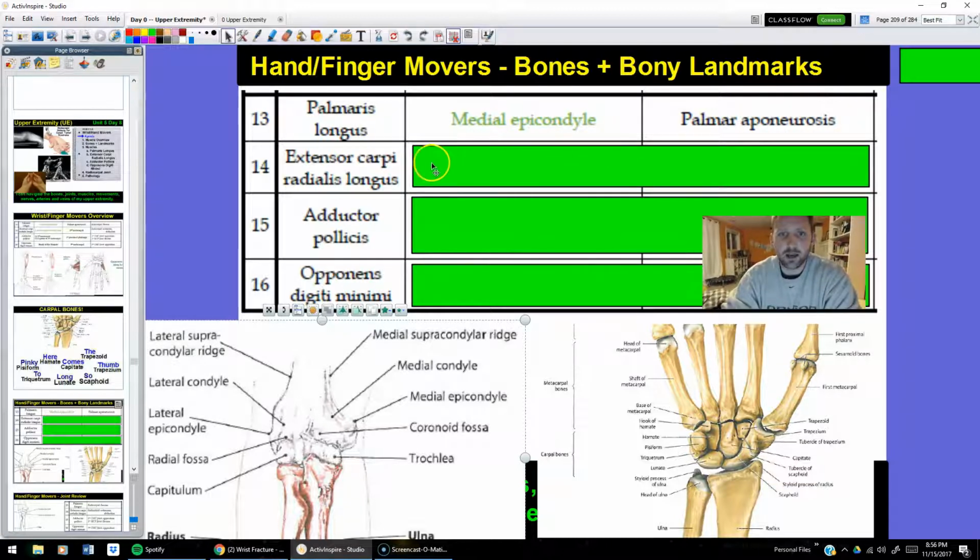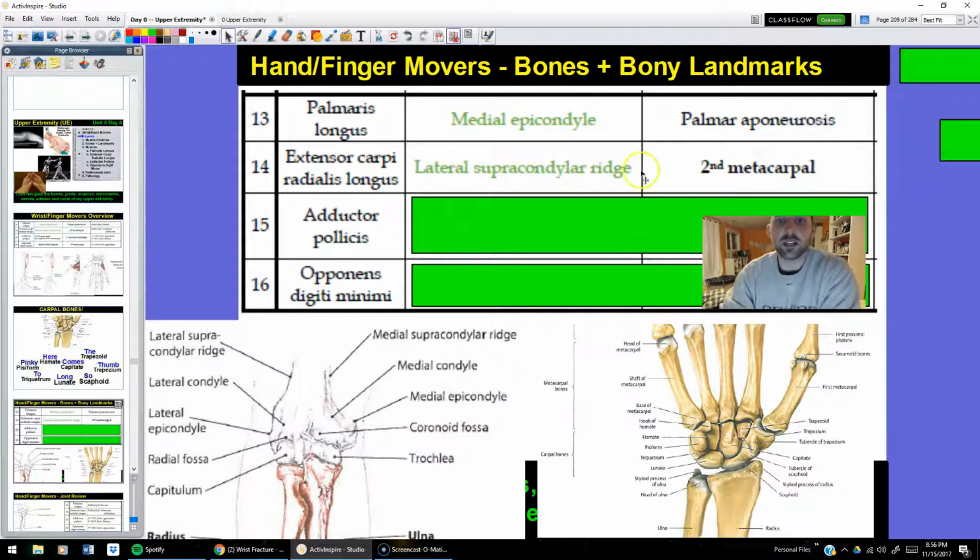So that's unique. Extensor carpi radialis longus, super long name. This is, I would argue, the longest named muscle I'll have you know this year. It originates, guys, in the lateral supracondylar ridge, and it inserts on the second metacarpal. So again, on your hand, your metacarpals are your palm bones, so that inserts down here on the second metacarpal. It originates on this lateral supracondylar ridge.